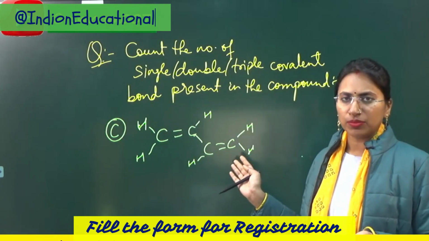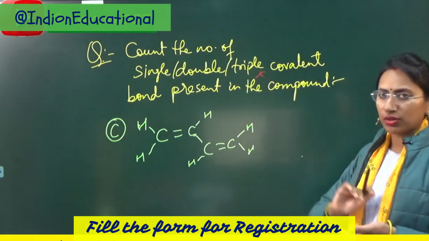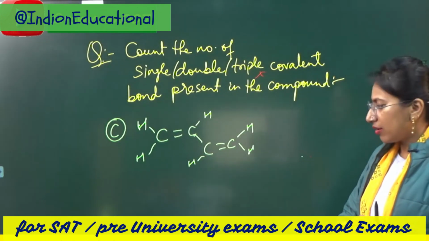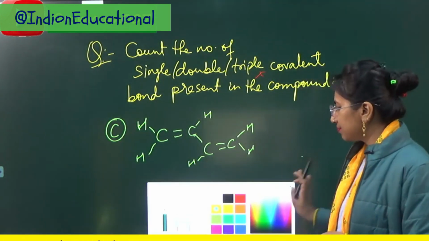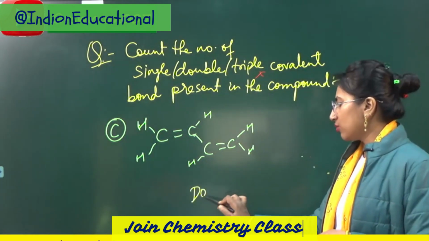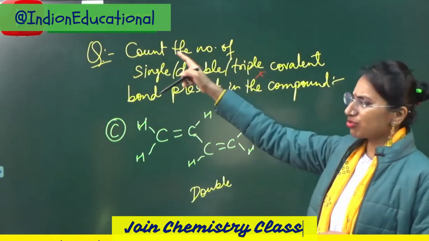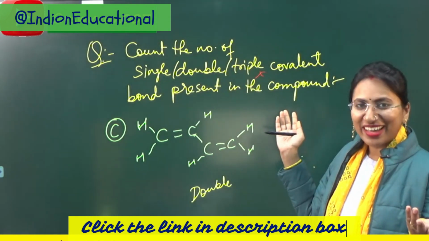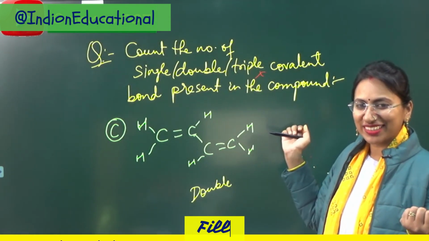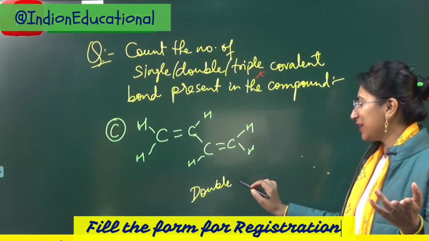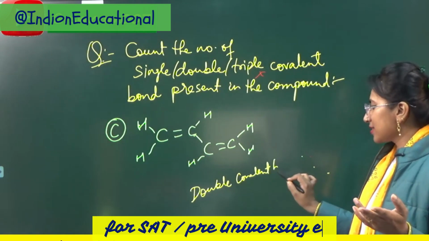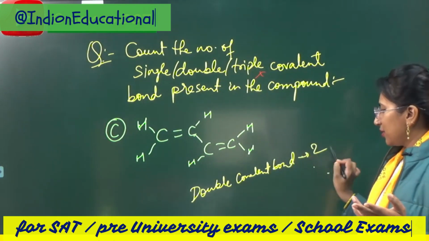Can you locate them? Okay, so triple bond is not there. Can you locate the double bonds present in this compound? All right, how many double bonds are there? 2. All right, okay. So you have to just count the number of single, double or triple bonds present in the compound. I think now you got the question. Can you do it now for me? Double covalent bond, 2. Yes, correct answer.